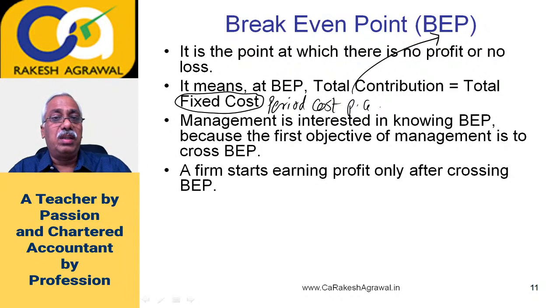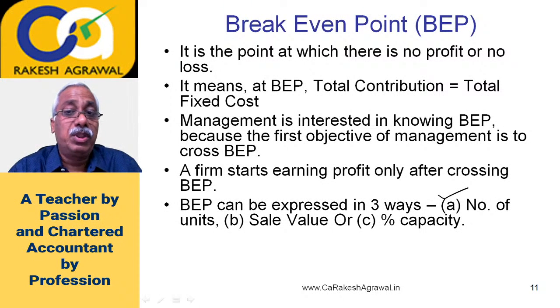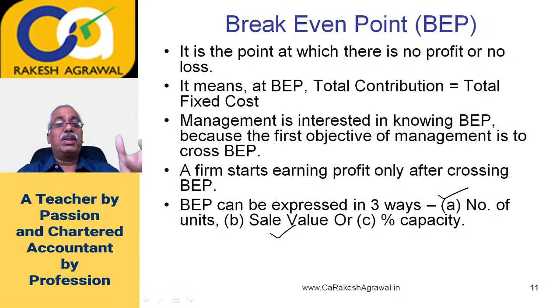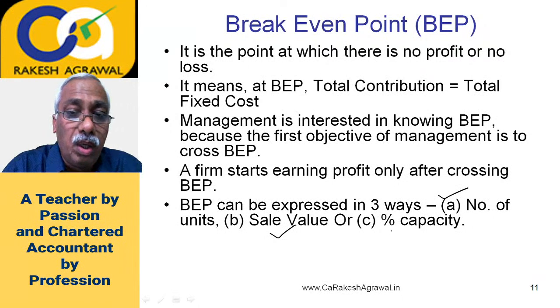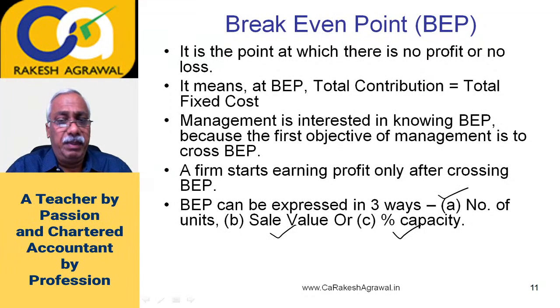So fixed cost is the period cost and BP is calculated for that much period for which fixed cost is given in the question. Now BP can be expressed or calculated in 3 different ways. Same BP but can be expressed or calculated in 3 different ways. One is in number of units, means how many units you should produce and sell to achieve BP, or another will be sales value, is what should be your sales revenue to achieve BP, or what should be the percentage capacity utilization of your plant to achieve break-even point. So in 3 different ways BP can be expressed: number of units to be produced and sold, or sales revenue, or percentage capacity of plant.